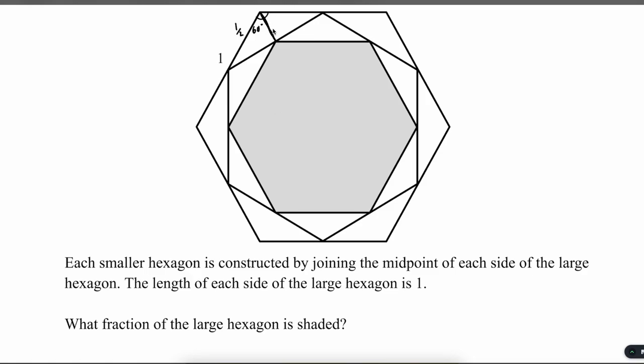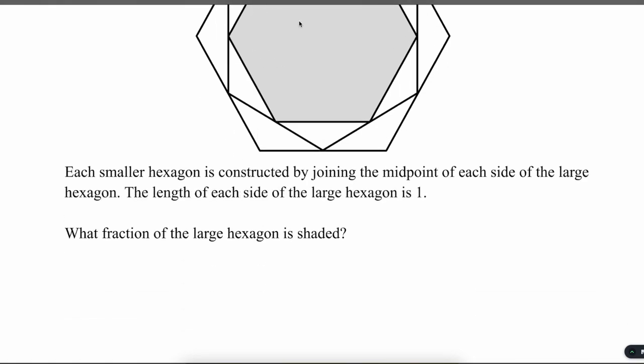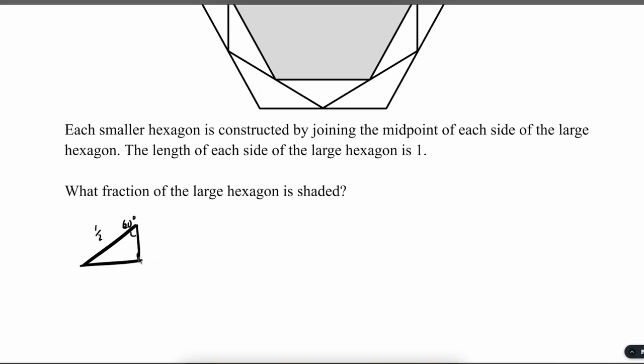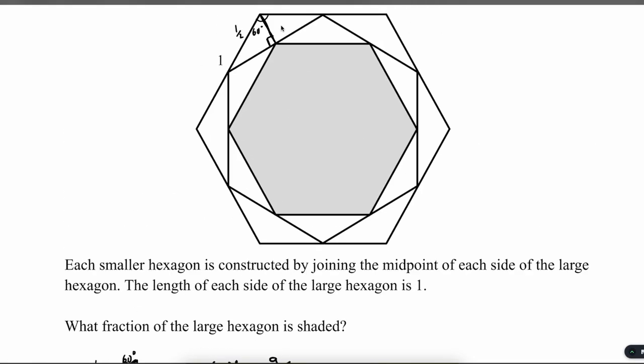So we've already got a right angle triangle that we can use to work out this length here, so let's do that. So this is 60 degrees, and this is 1/2, so we're going to work out this adjacent side here, so cosine 60 equals adjacent over hypotenuse, which is 1/2. So adjacent equals 1/2 cosine 60, which is 1/2 of 1/2, which is 1/4. So now we know that this length here is 1/4.